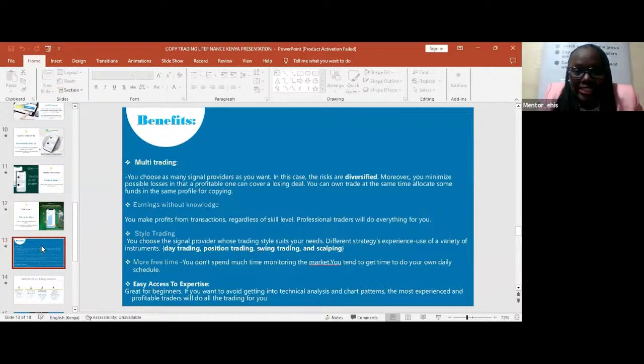You are wondering, this thing is a bit interesting. So what are the benefits? Number one benefit of copy trading is that I have named it multi-trading, in that you choose as many signal providers as you want.